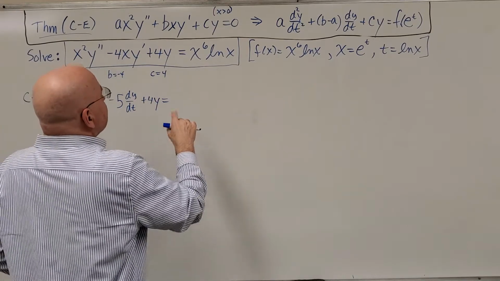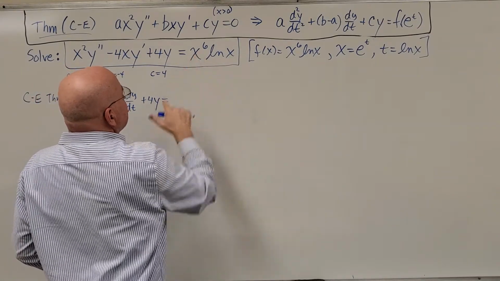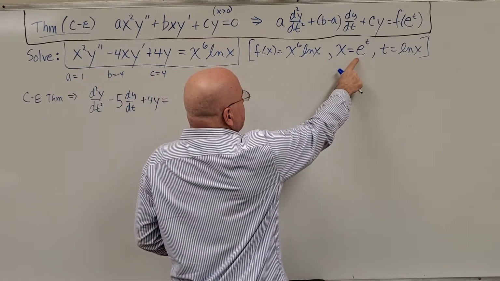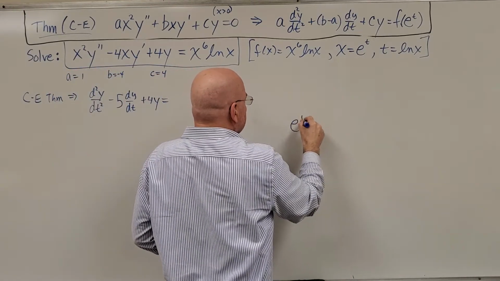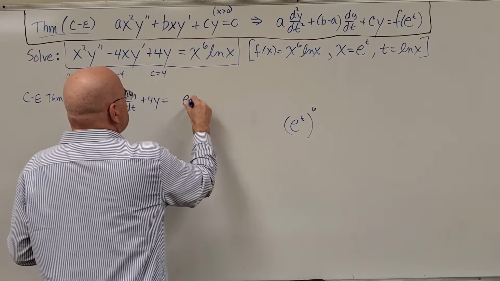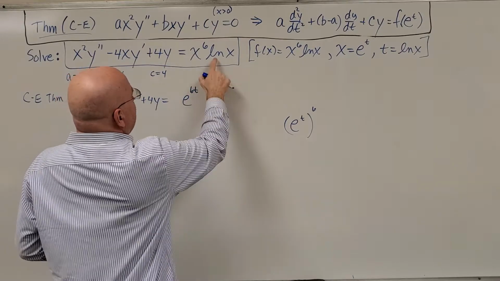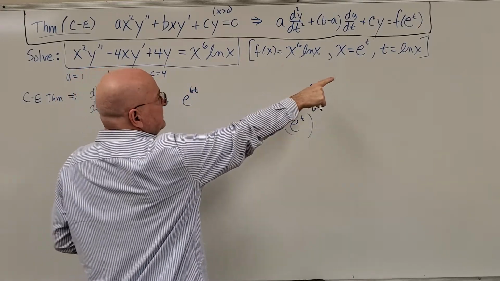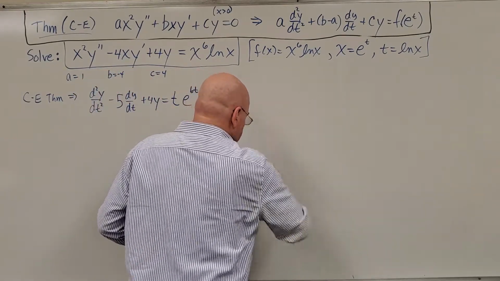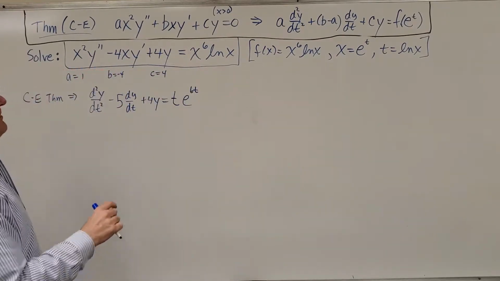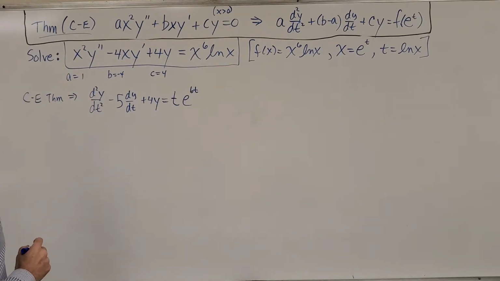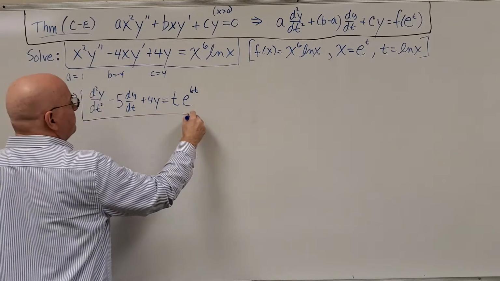So x to the 6th is e to the t to the 6th, which is e to the 6th t. ln x, well, that's simply t. Okay, so now we have the equation in this form, and now let's solve it. I'll go ahead and put a box around it.